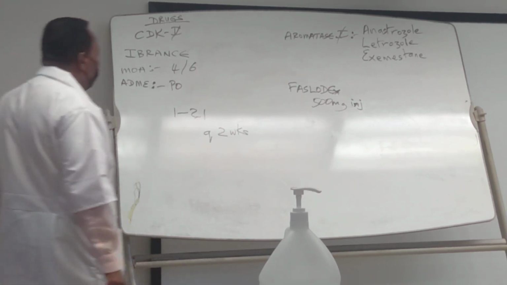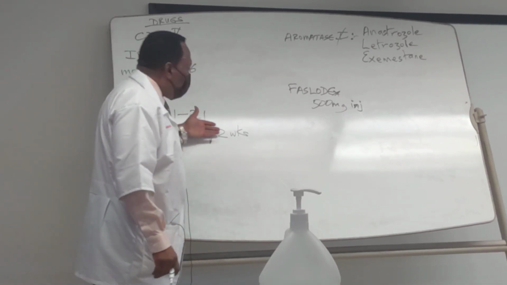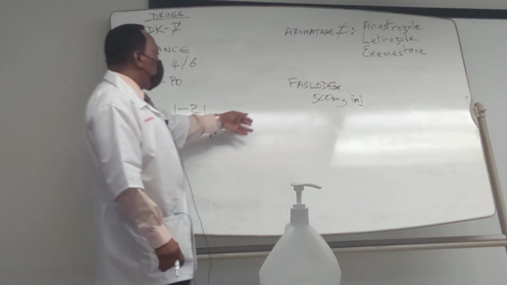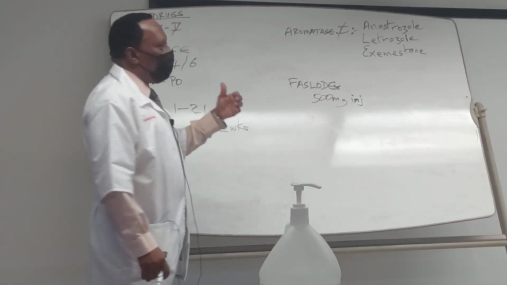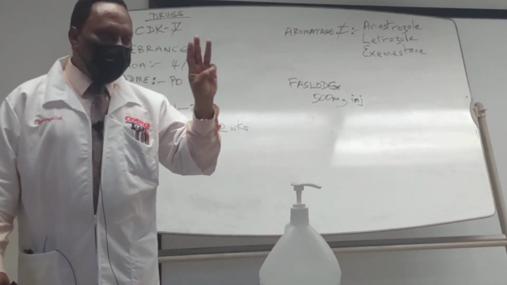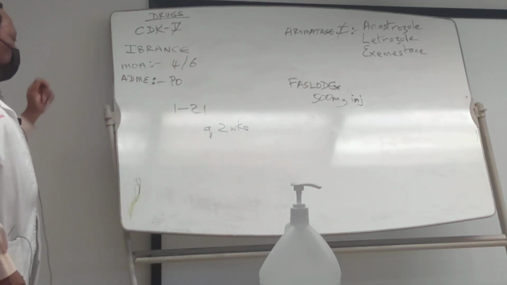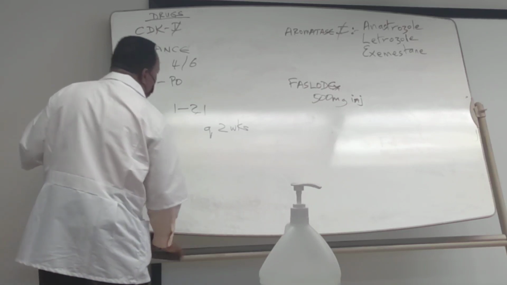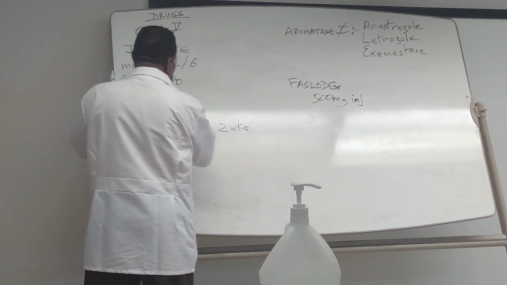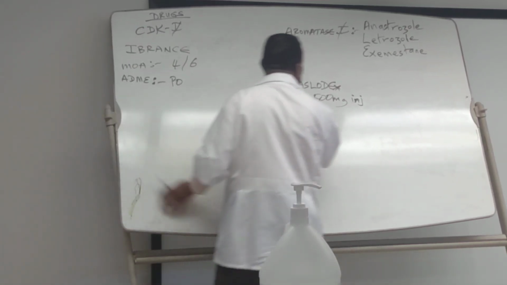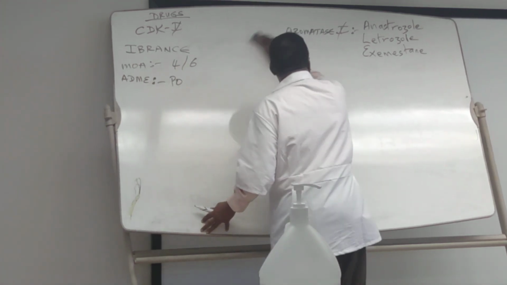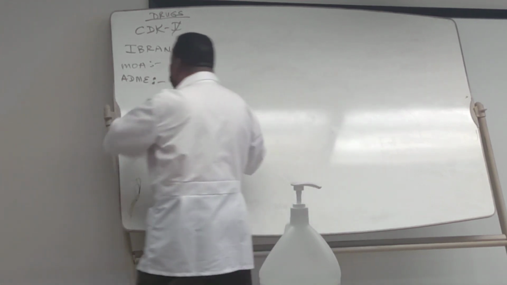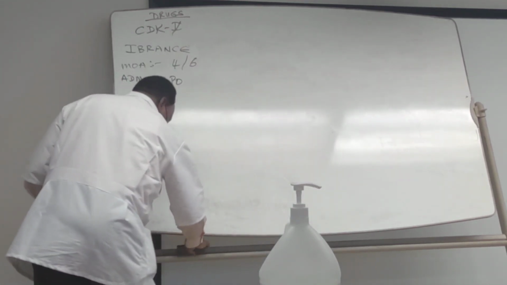So Abrams will be given for days 1 to 21, and then your Faslodex will be given once every 2 weeks for the first 3 doses, and then once a month, that is every 4 weeks after that. So that's the way those are used in combination. Okay.